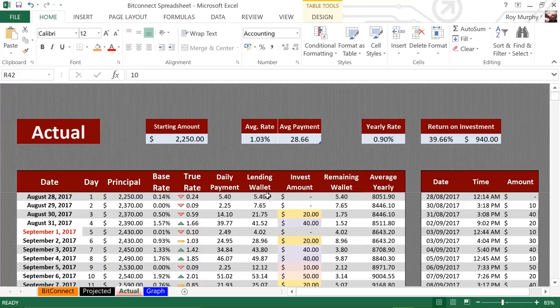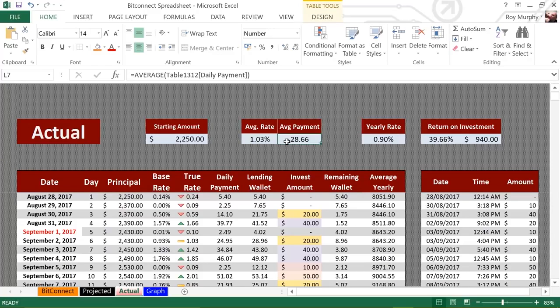So my yearly rate is set at 0.9, which gives me these yearly average figures down here. But my actual rate in the last 30 days has been $1 at 1.03%. My average payment has been $28.66 per day. But that's the first month. It will snowball in the second month. It will snowball even more in the third and the fourth. So there's always that incentive there.